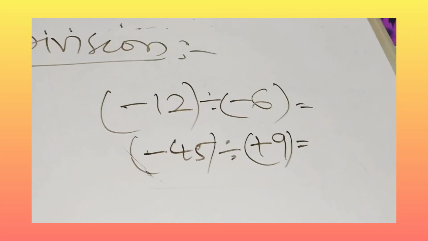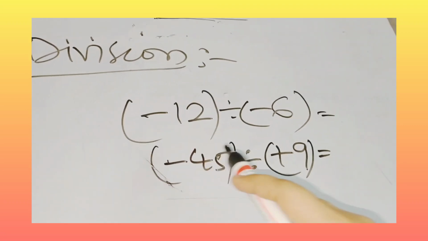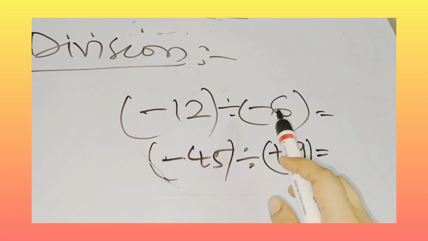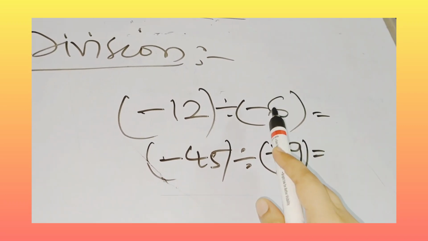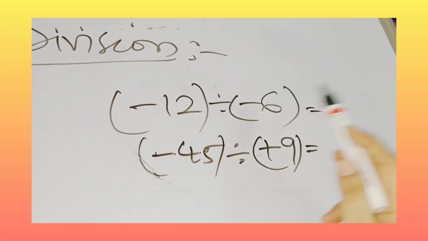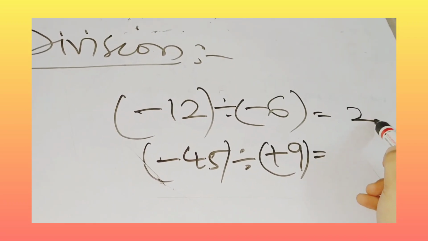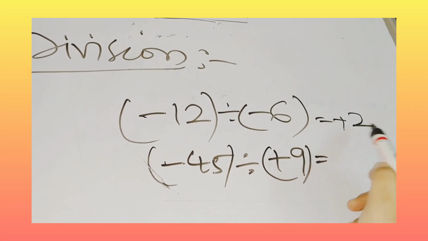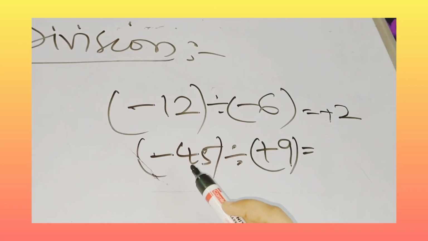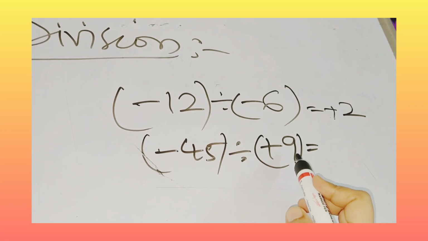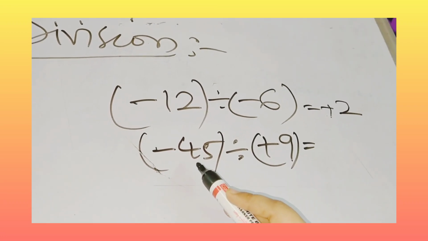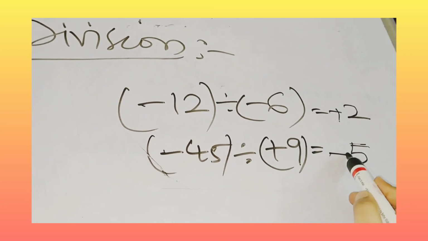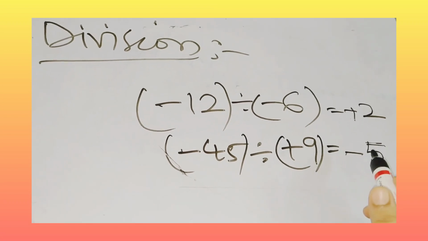Now the division of integers. Here minus 12 and minus 6 is there. You have to see how many times this 12 goes in this 6 table. How many times does it go? 6 2s are 12. 2 times. 2 times it goes, so you have to write 2 here. Then again you have to multiply the symbols. Minus into minus is plus. Answer is plus 2. Again, how many times does this 45 go in the 9 table? It goes 5 times. 9 5s are 45. So minus into plus is minus. Answer is minus 5. Okay, and this is the rule of division.